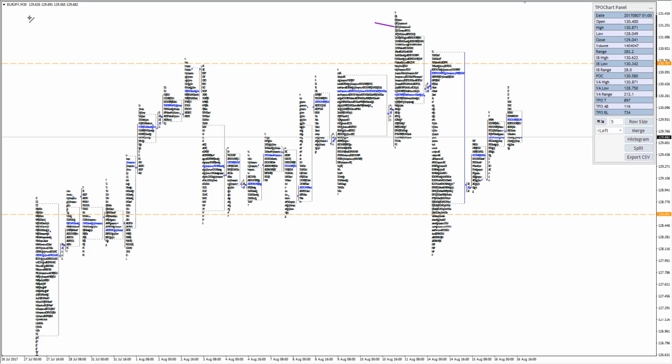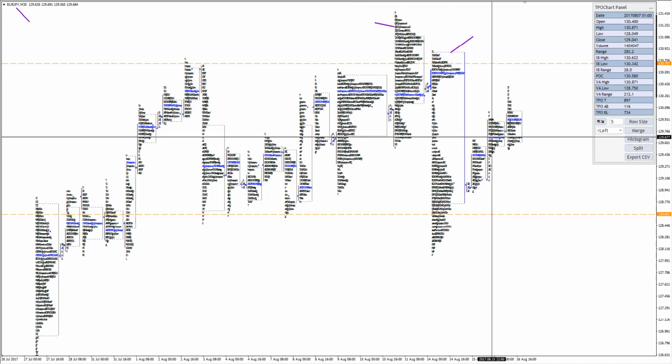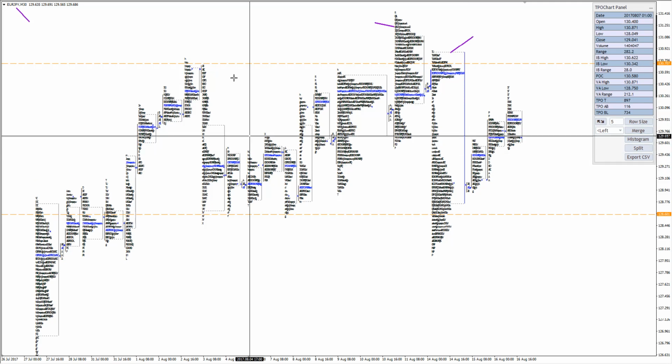So what happened here, and this is a Euro Japanese yen chart. We're watching the market profile. These two profiles I marked on the chart. These are weekly profiles because I merged the profiles, and these three are daily ones, so they represent one day of movement.